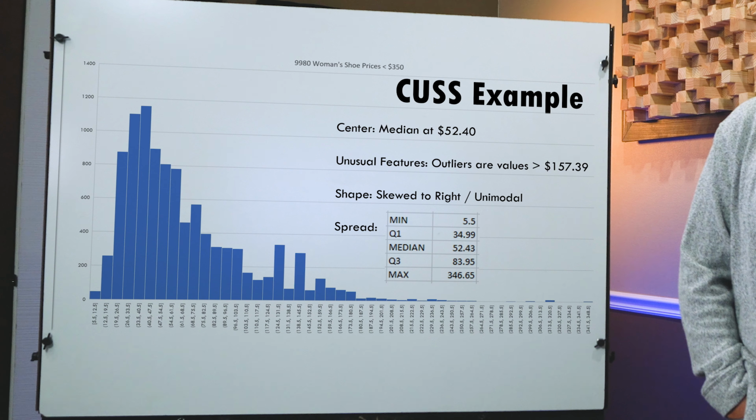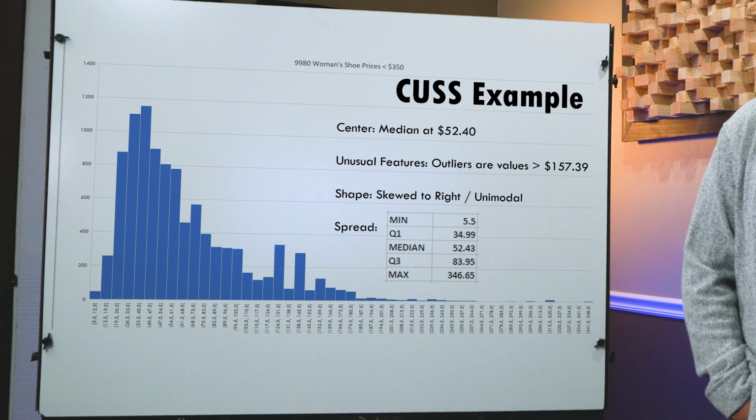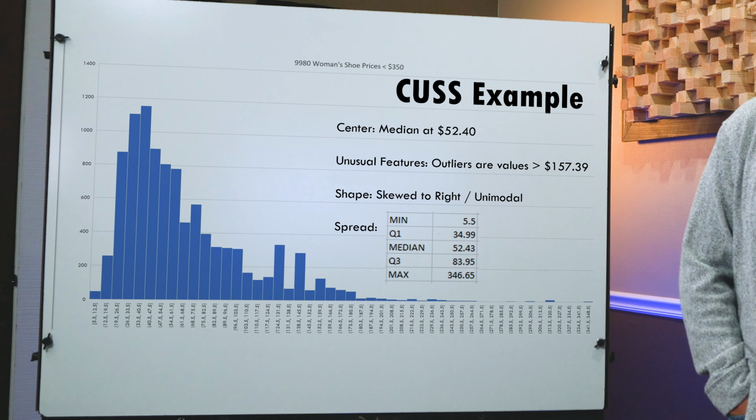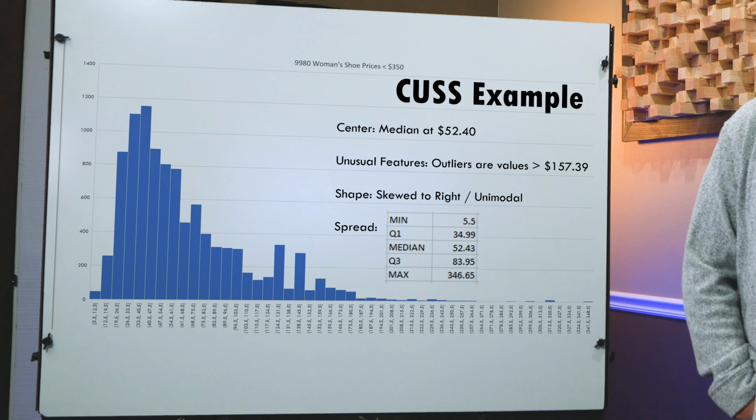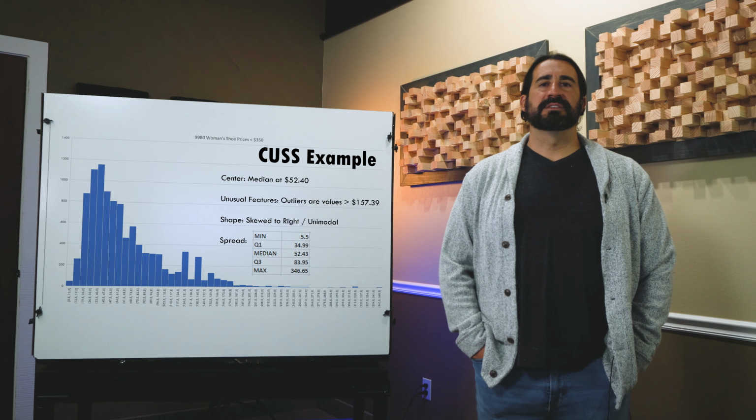For spread, variance and standard deviation, remember, are typically used for symmetric distributions, although it wouldn't be wrong to state it. In this example, the standard deviation is 43.15. I'm going to go, however, with the 5-number summary as I believe it's better to show in this skewed case.